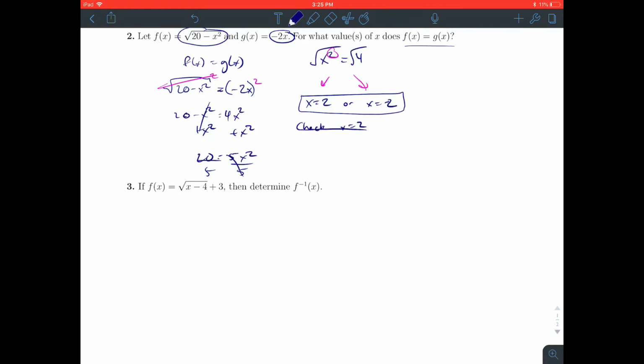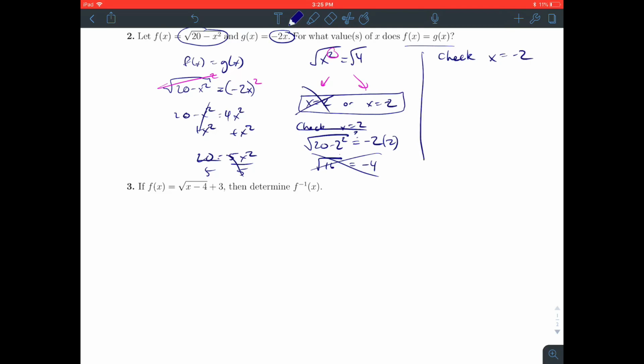Checking x equals 2 means we plug 2 into the original equation. So square root of 20 minus 2 squared equals negative 2 times 2. I like to put a question mark here just because I don't know that these are equal. 2 squared is 4. 20 minus 4 is 16. So square root of 16 equals negative 4. That's not true. Square root of 16 is positive 4. So 2 is an extraneous solution.